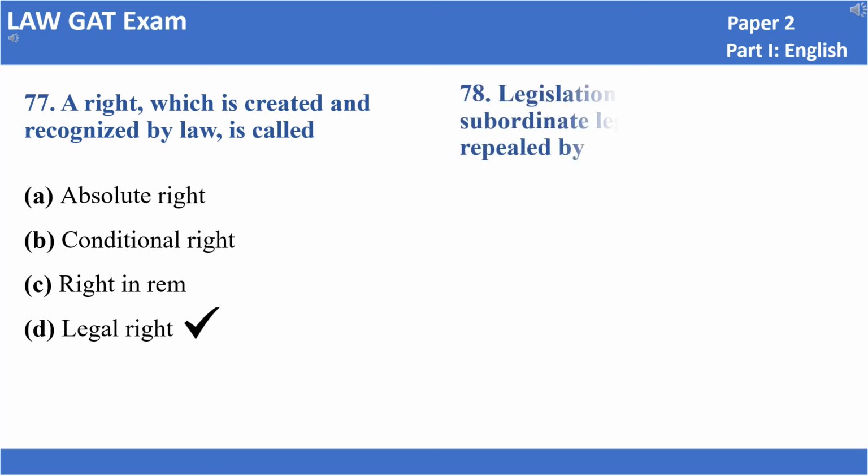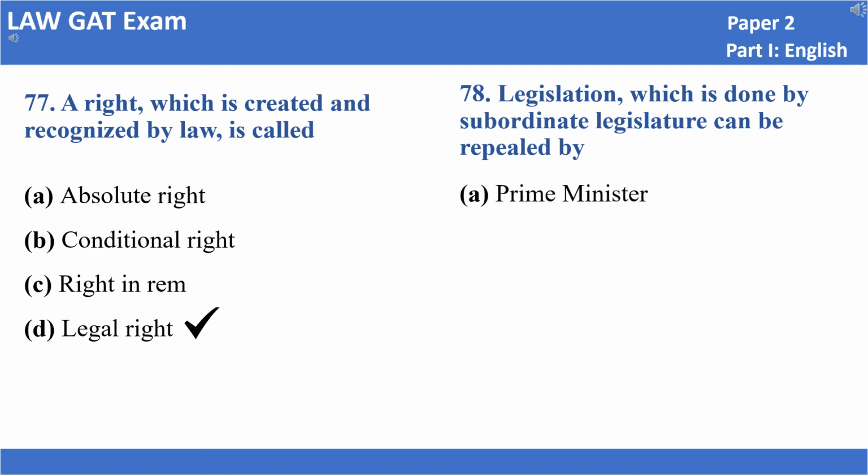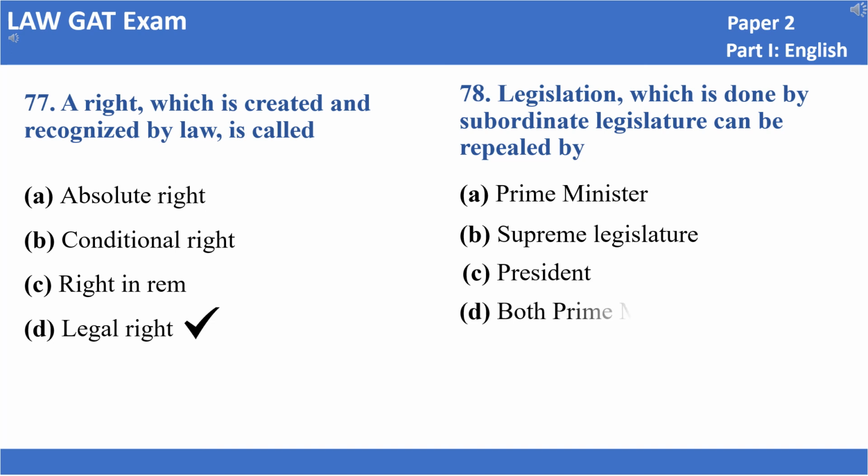Legislation which is done by subordinate legislator can be repealed by option A, Prime Minister. Option B, Supreme Legislator. Option C, President. Or is it option D, both Prime Minister and President? The correct answer is option D, both Prime Minister and President.